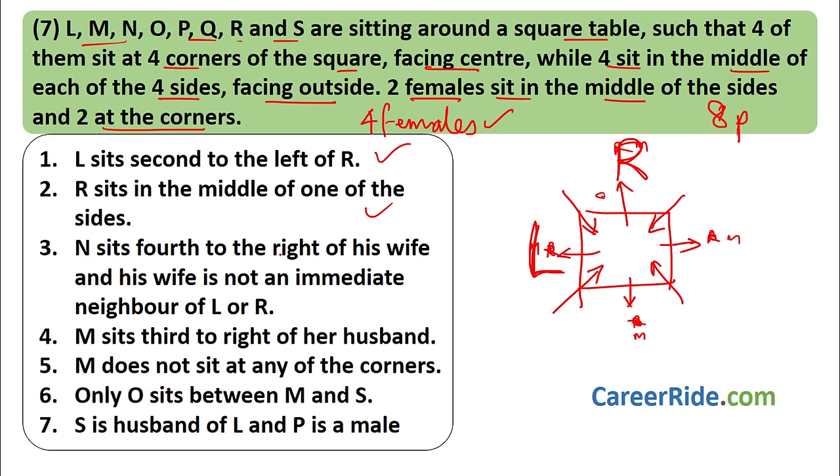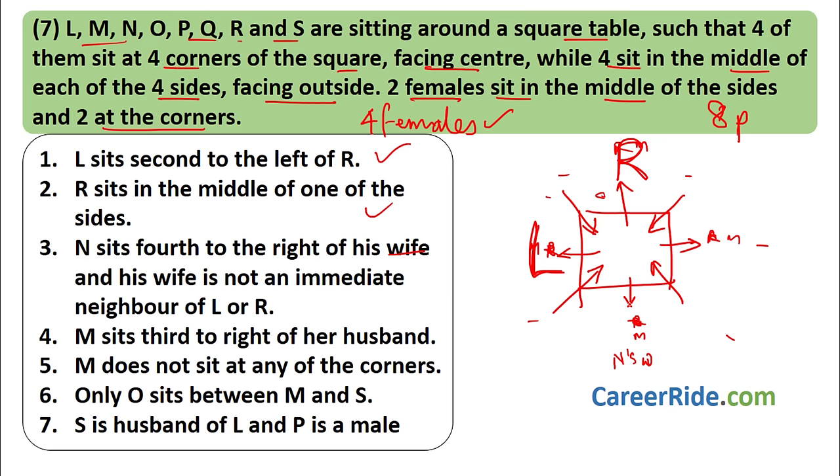Let's move on. N sits fourth to the right of his wife, and his wife is not an immediate neighbor of L and R. Immediate neighbor of R is this and this, of L is this and this. So N's wife can be here, here or here. Let us assume that N's wife is here. So where should be N? N should be fourth to the right of his wife: 1, 2, 3 and 4.